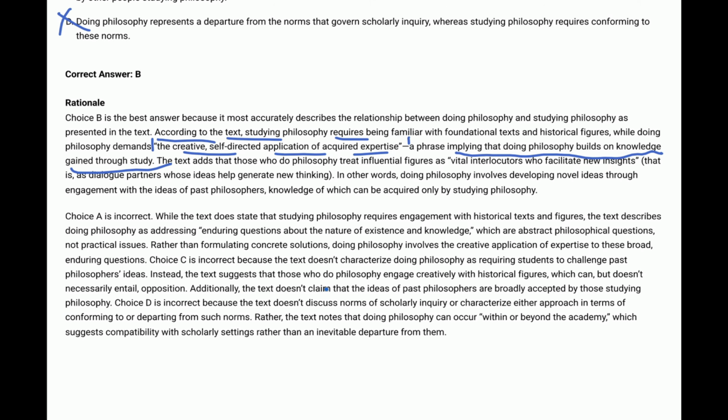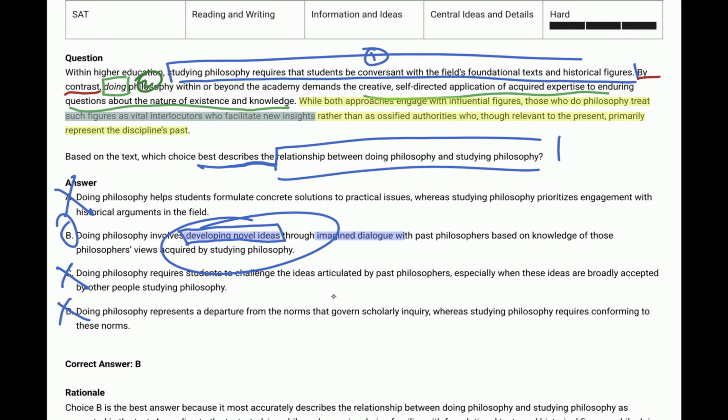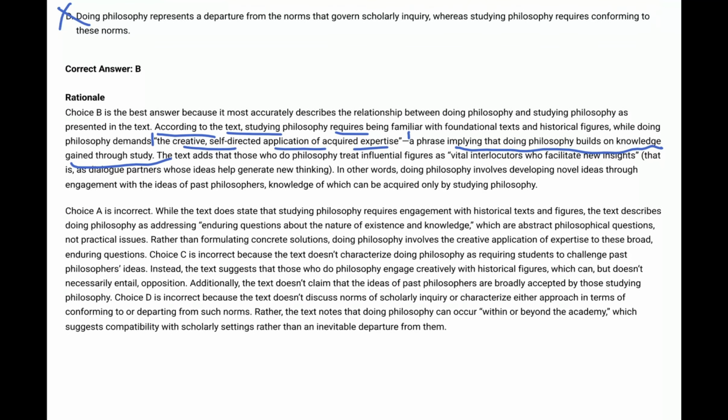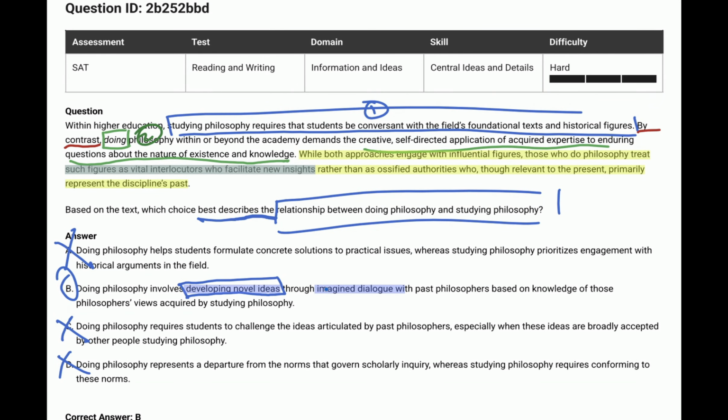Yep, so adding new ideas. There's your this. And then here's the other part I highlighted: as dialogue partners whose ideas help generate new thinking. There you go. Exactly what I said. This links to this. So that's why the answer is B.